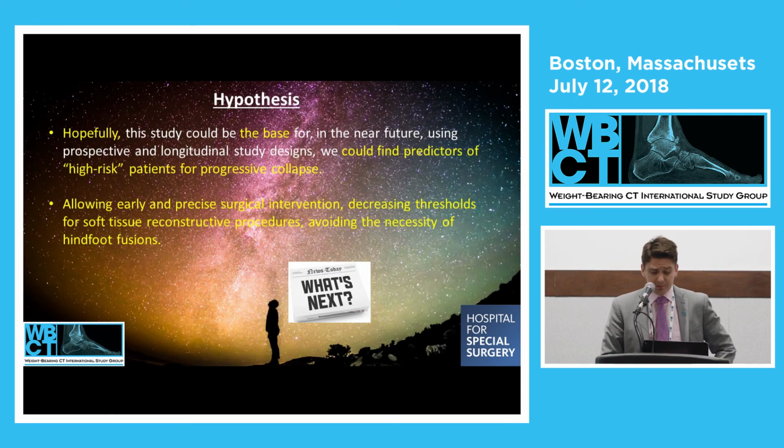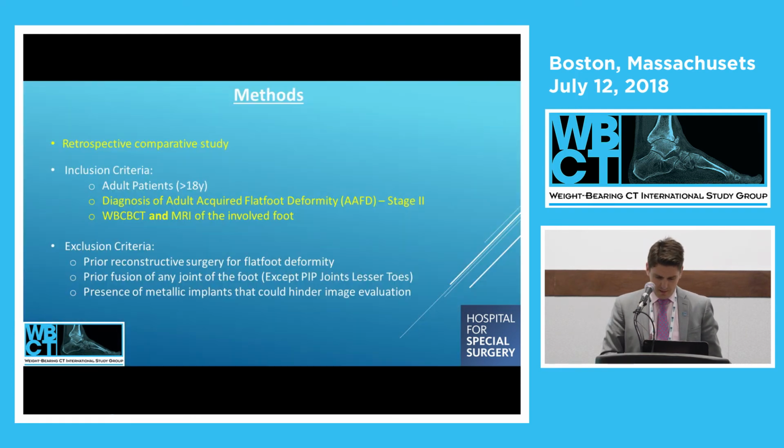And this is just like the dream, that hopefully this could be a base, in the near future, for prospective and longitudinal designs. We could find the predictors for high-risk patients, allowing early and precise surgical intervention, decreasing the thresholds for soft tissue reconstructions that are a subject of controversy, like spring ligament reconstructions or deltoid reconstructions, and avoiding the necessity to spare the hindfoot. So if you operate earlier, you can prevent subtalar joint fusions or talonavicular joint fusions.